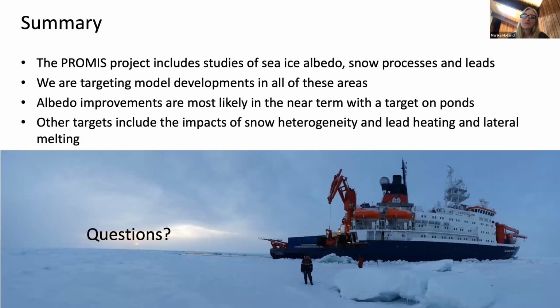So that was just very brief information on the work that we're doing under the PROMISE project. It includes these studies of ice albedo, snow processes, and leads, and we are targeting model developments in all of these areas. In the near term, though, those improvements will be targeted at the surface albedo, and in particular ponding on the surface of the sea ice. But we are also looking at these other impacts of snow heterogeneity and lead heating and lateral melting.